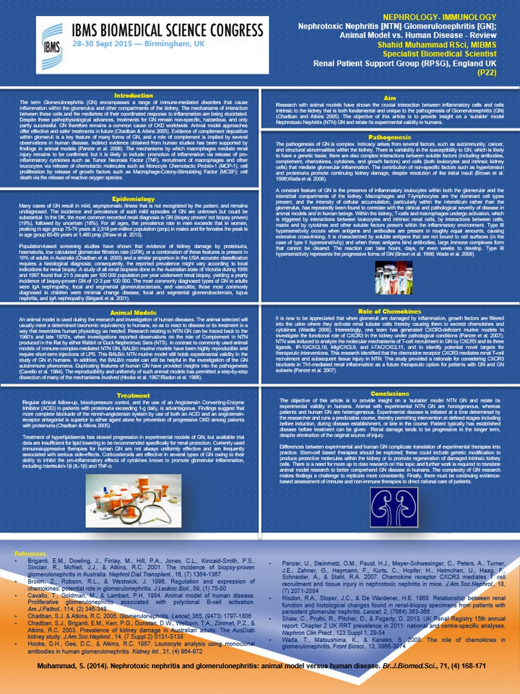Population-based screening studies or investigations have shown that incidence of kidney damage by proteinuria, hematuria, low calculated glomerular filtration rate, or a combination of these features is present in around 16% of adults, for example, in Australia, and a similar proportion in the United States.